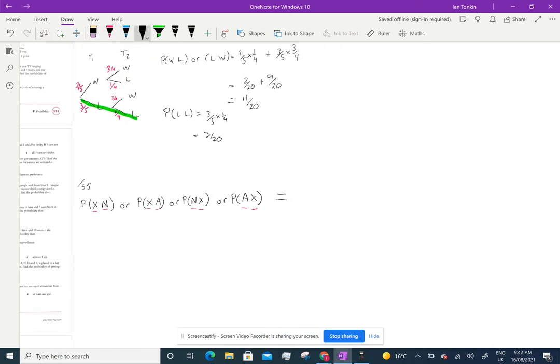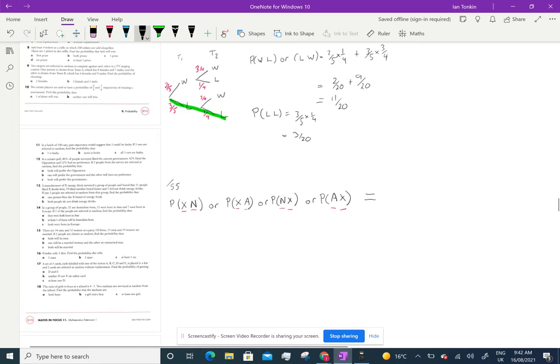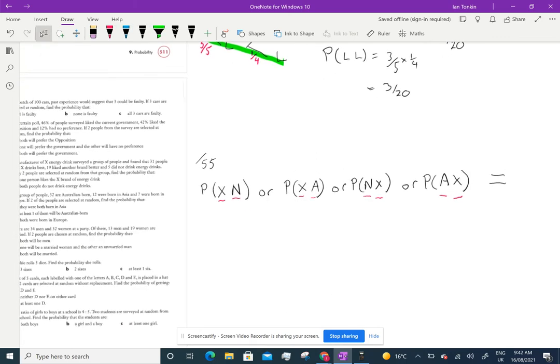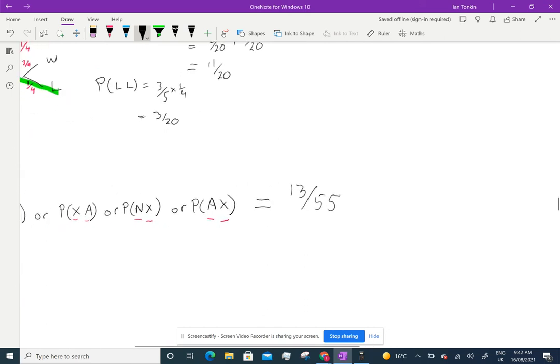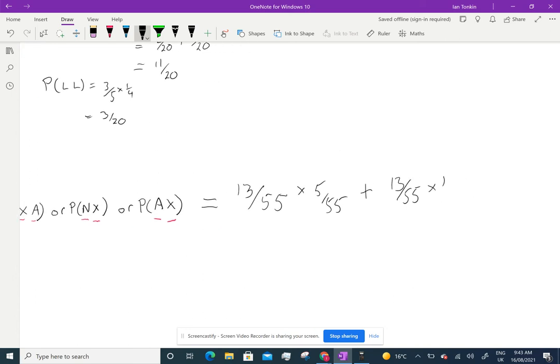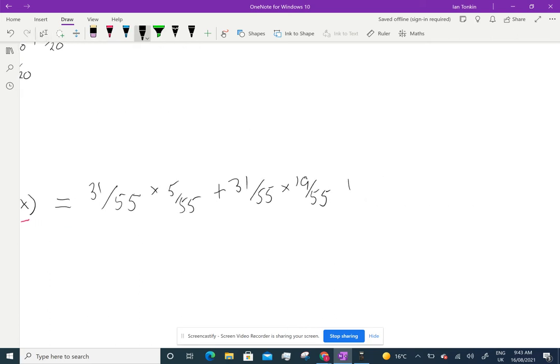And so that equals, what is it? 31 times 19 and 5. So 13 on 55 times 5 on 55, all means add, plus 13 on 55 times 19. Oh, what do I mean 13? It's 31. Goodness me. 31, 19. And then we just reverse the order of these.